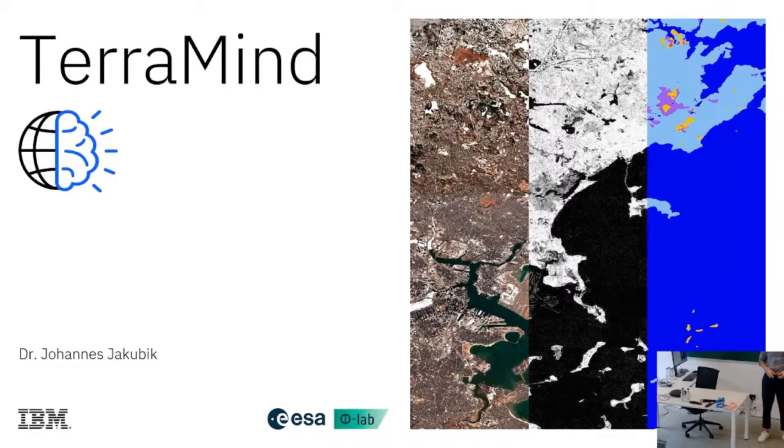Cool. First of all, thanks a lot for having me here today. I'm Johannes, a research scientist with IBM Research in the Zurich lab. We mainly work on deep learning to better understand Earth's surface in terms of Earth observation, but also in terms of weather modeling. So everything that happens between top of atmosphere and surface level is something we're interested in. And one of the recent models that we've been building, in a project together with the ESA pilot and the Jülich Supercomputing Centre, is called TerraMind.